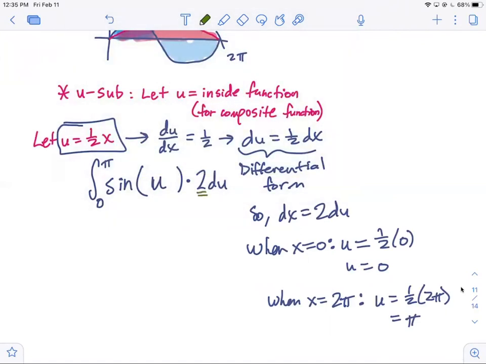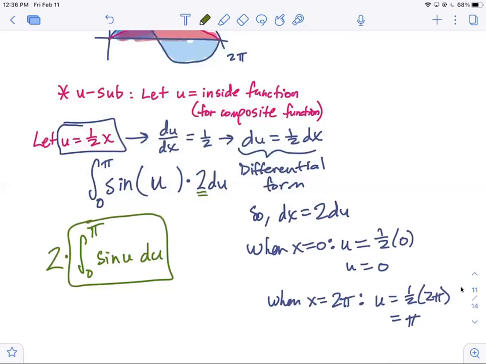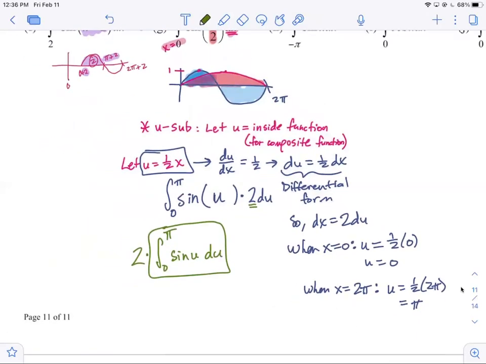Now, this 2 is a constant multiple. I can pull it out front. So this becomes 2 times the integral from 0 to pi of sine of u du. And now I can focus on what this is equal to. Well, do we know what that's equal to?